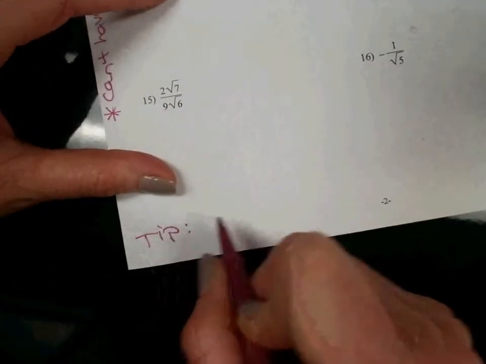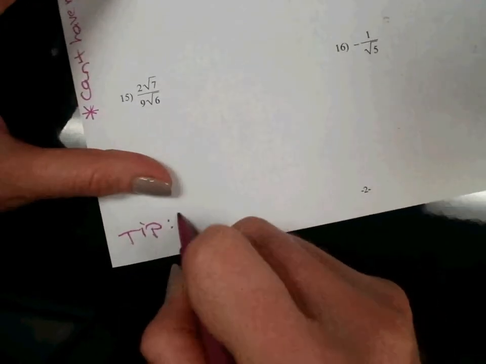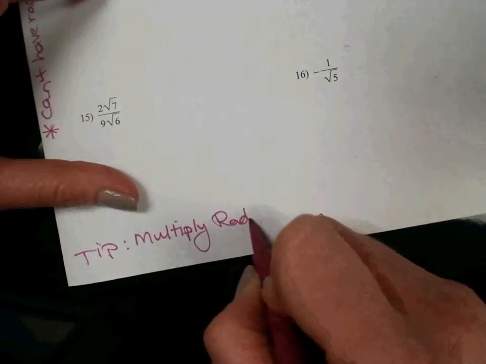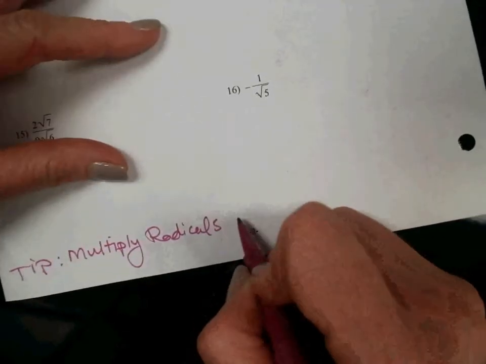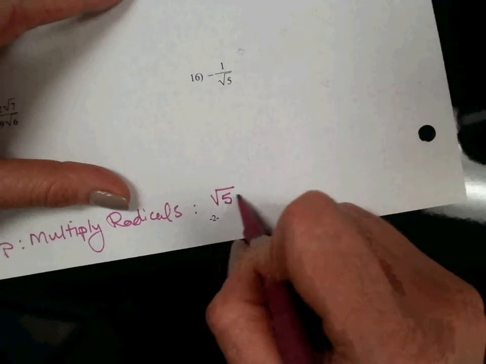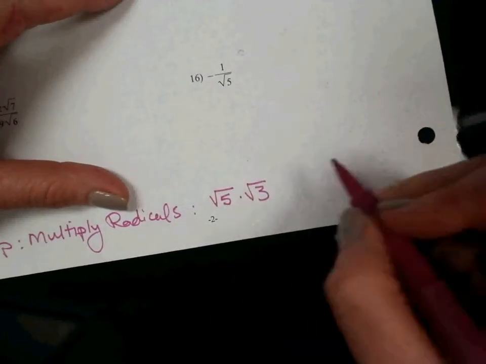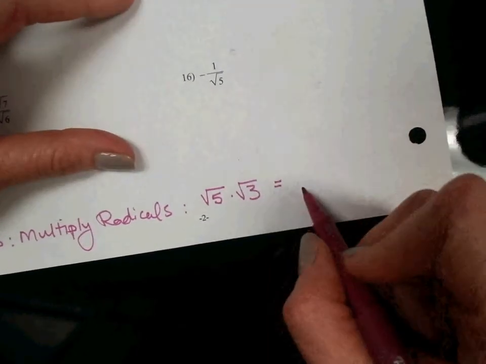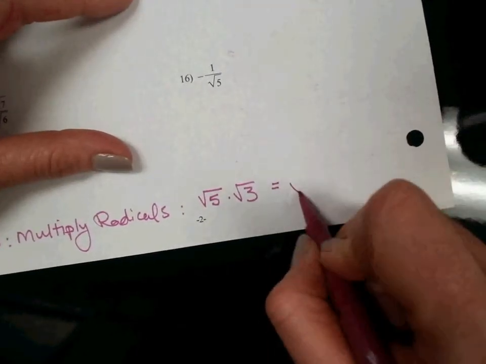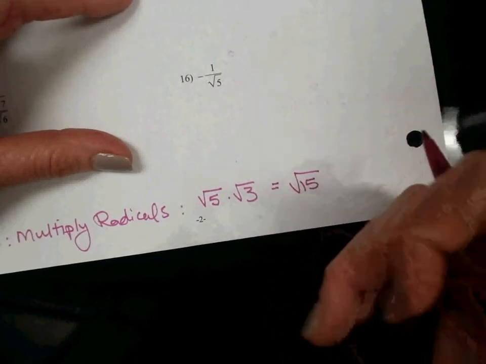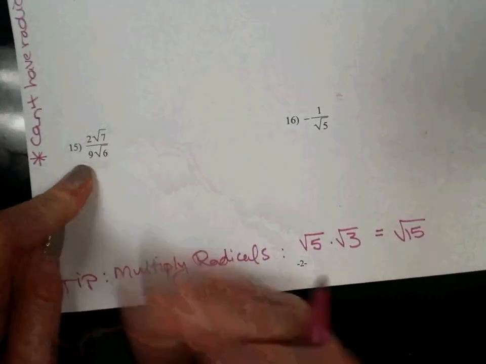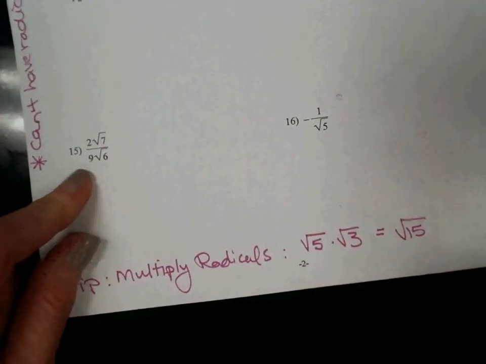One last tip before I let you work on your own. Here's your tip for the day. To multiply radicals, so when we multiply radicals, such as radical 5 times radical 3, any guesses on what that equals? 15? Just plain 15? Yes, radical 15. Okay, so it's kind of intuitive, but I just want to make sure everybody knew that, because that will come into play on question 15.